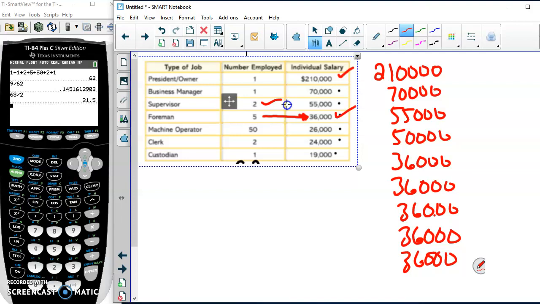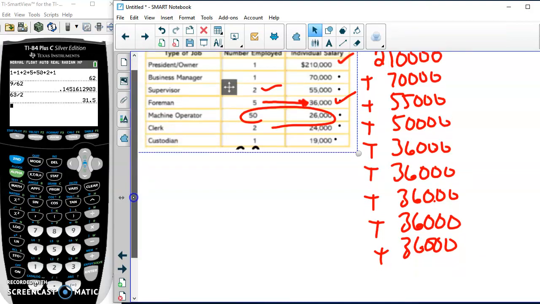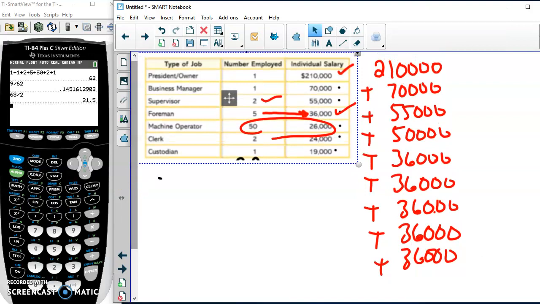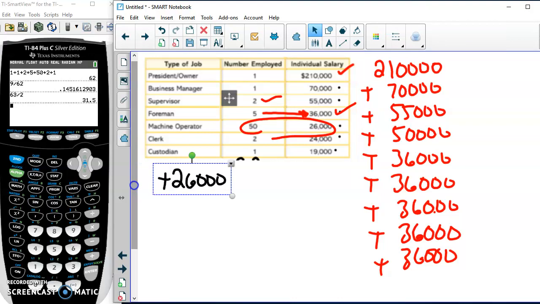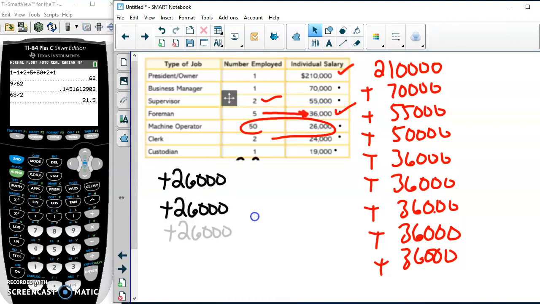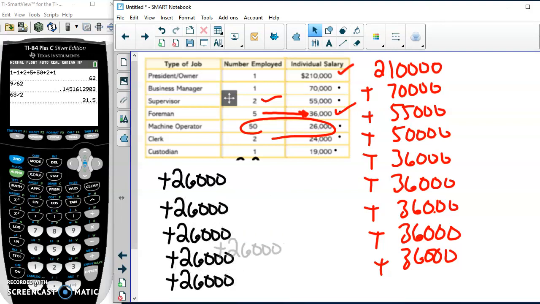And then when we get to this 26,000, remember we're adding all these up, right? We're going to keep adding and adding and adding. And we have to add 26,000 50 times. Oh my goodness, it's so much, right? So we have to say plus 26,000, and we could say plus this how many times? Well, we'd have to do this 50 times. So we'd have to keep adding and adding and adding, 50 times. Okay, I don't want that anywhere, delete that. So 50 times.